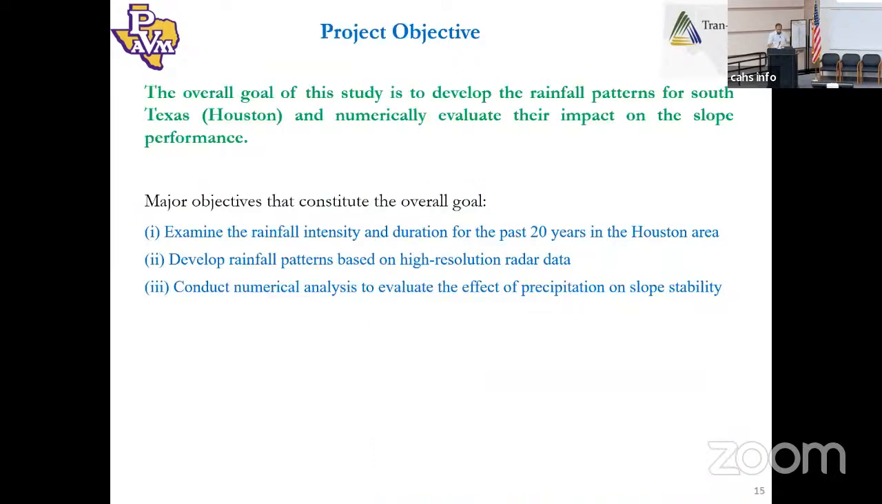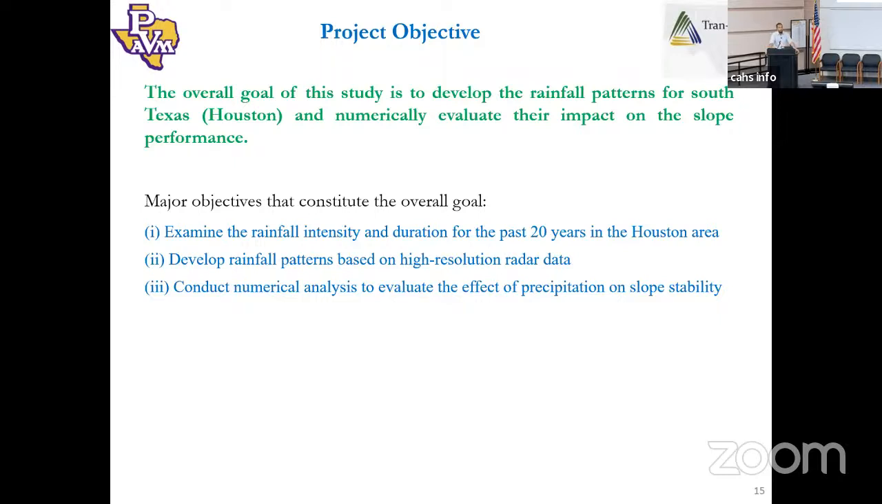So this is the overall problem with the highway embankments in Texas. In this project, we tried to see the impact of rainfall in the greater Houston region, and how it can affect the slopes and channels within Harris County by investigating rainfall duration and intensities. Our main objective was to examine the rainfall intensity and duration for the last 20 years in Harris County.